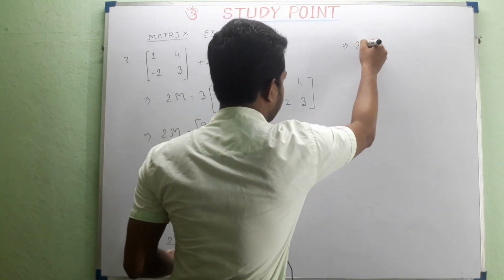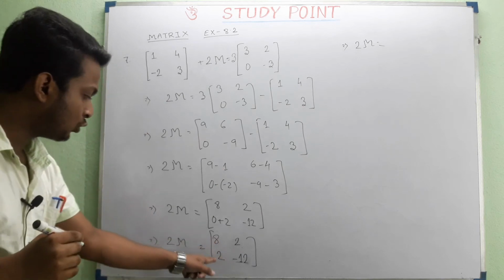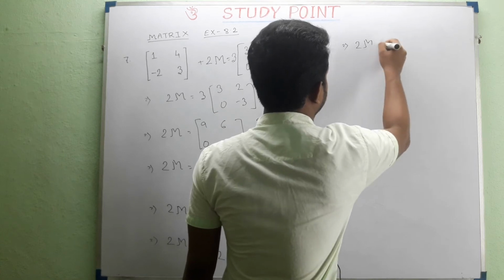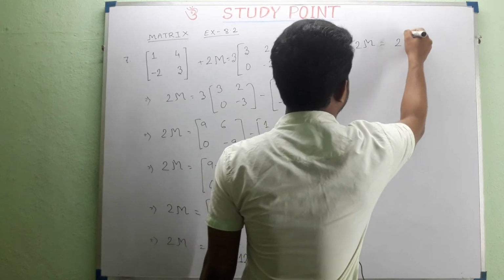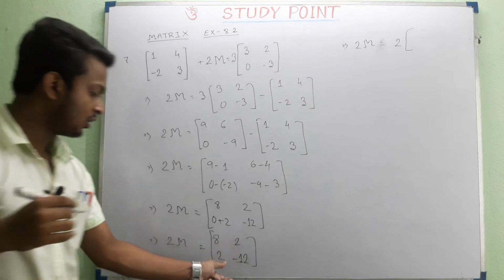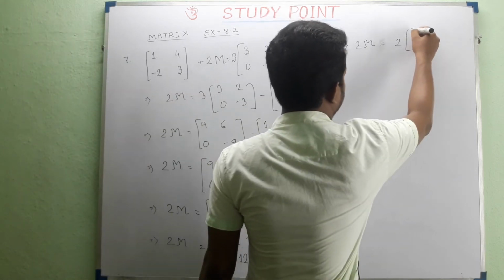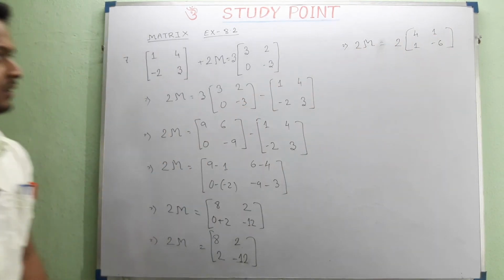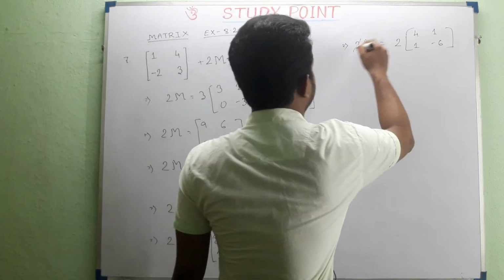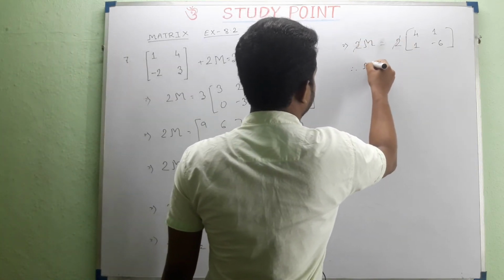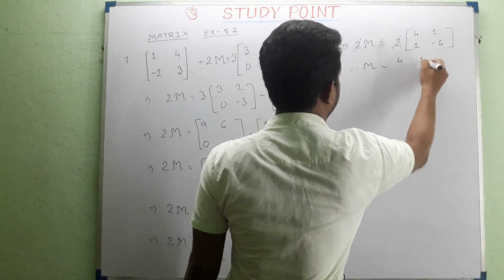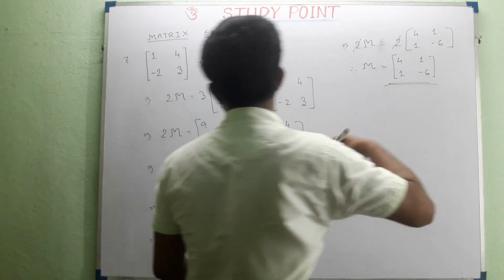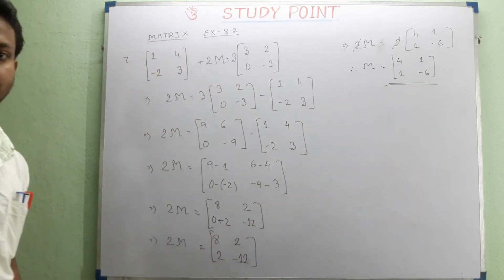So you can say that it is 2M, write it like that, and take 2 as common from each and every element and write down the remaining matrix. After taking 2 as common from each and every element, the remaining thing will be 4, 1, 1, minus 6. See, got it? Now 2 and 2 will be cancelled and M will be 4, 1, 1, minus 6. So this was the question, to find the M matrix, and this will be the answer.